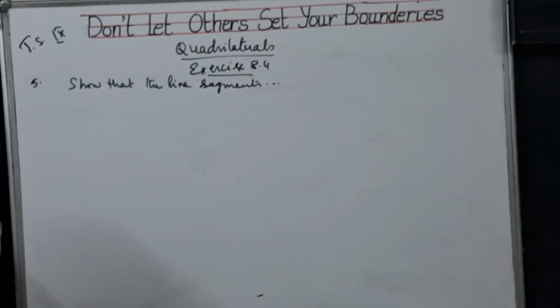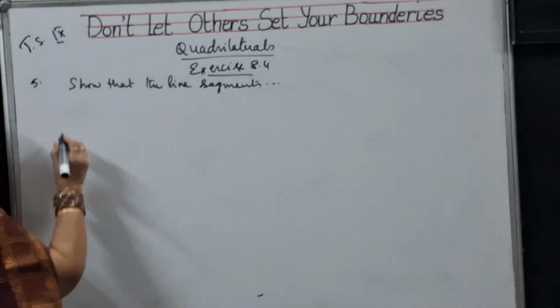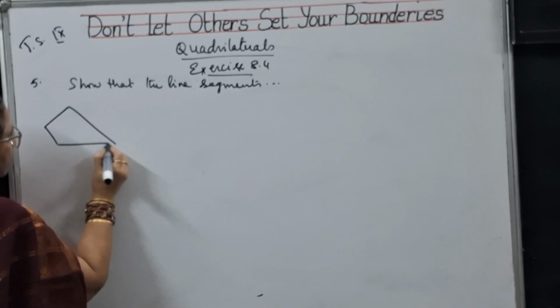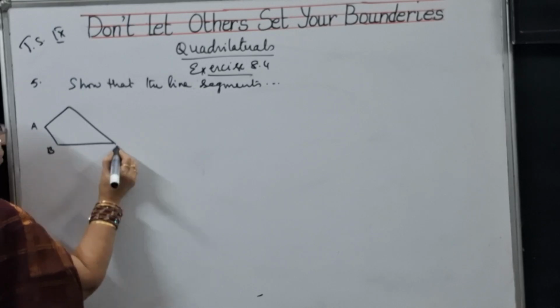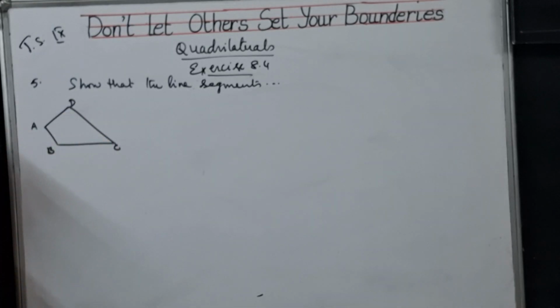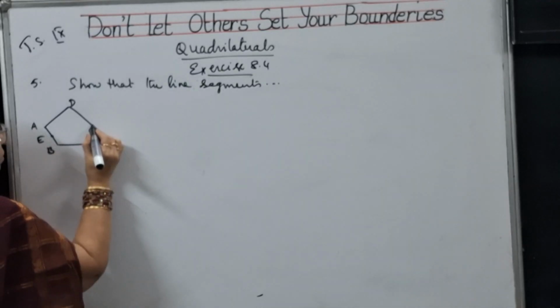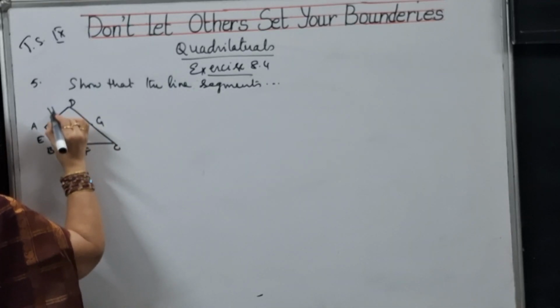I am now dealing with 9th class maths, quadrilaterals, exercise 8.4, fifth sum. Four I have done in the previous video, now fifth sum. Fifth sum says: show that the line segments joining the midpoints of opposite sides of a quadrilateral bisect each other. So let me first draw a quadrilateral. ABCD is a quadrilateral. Then let me take E, F, G, H as the midpoints.